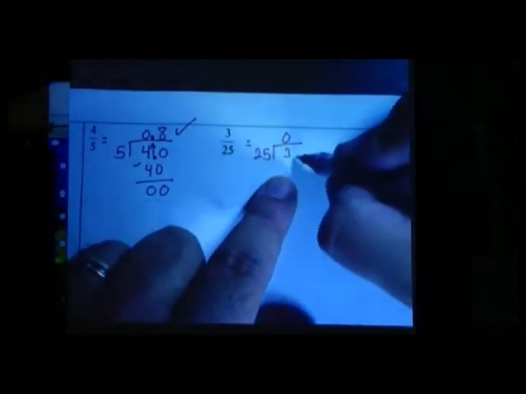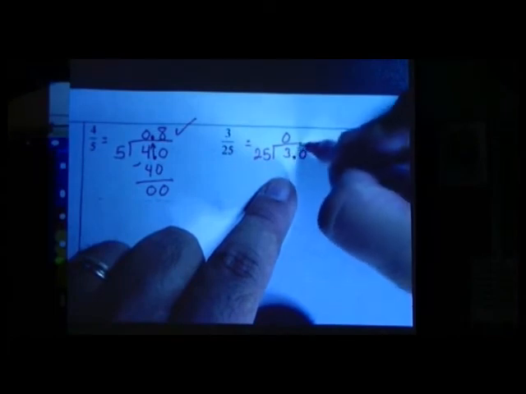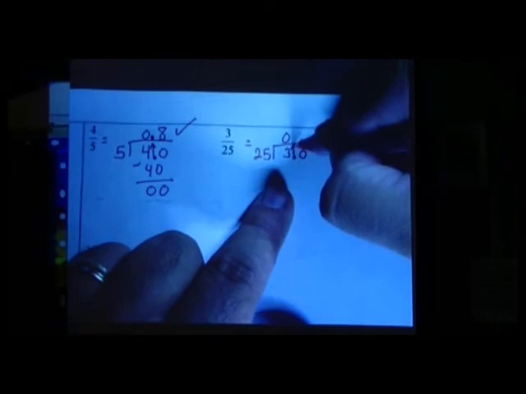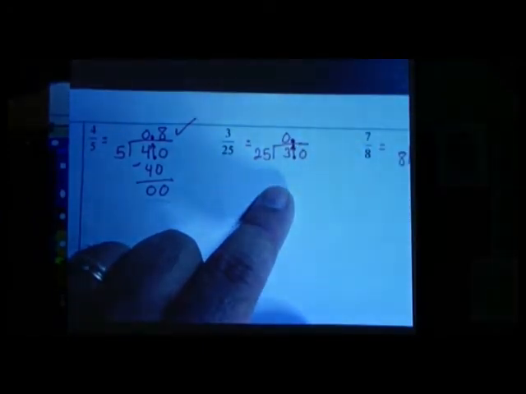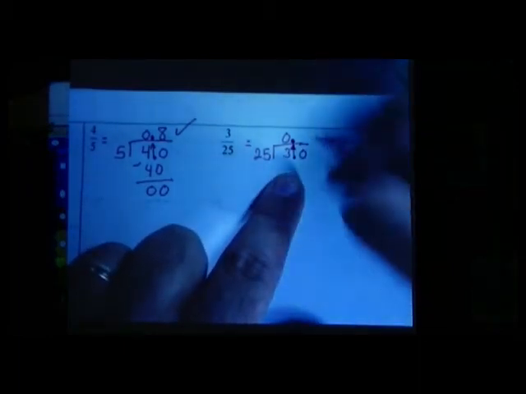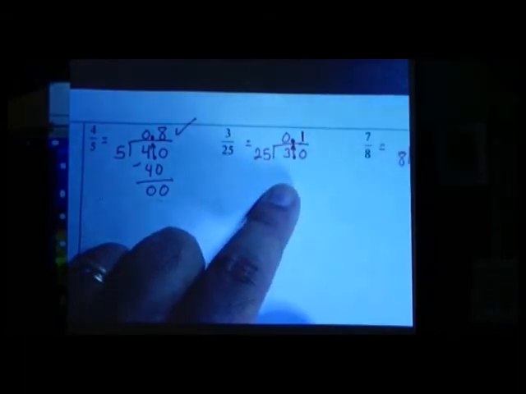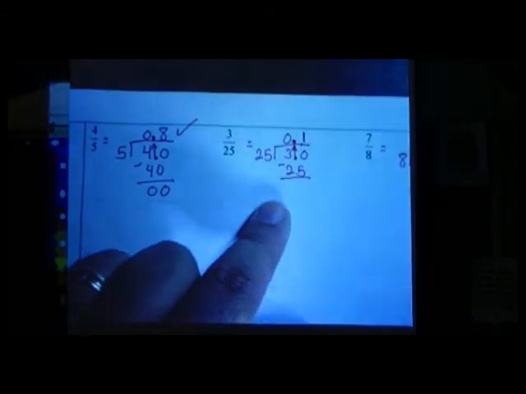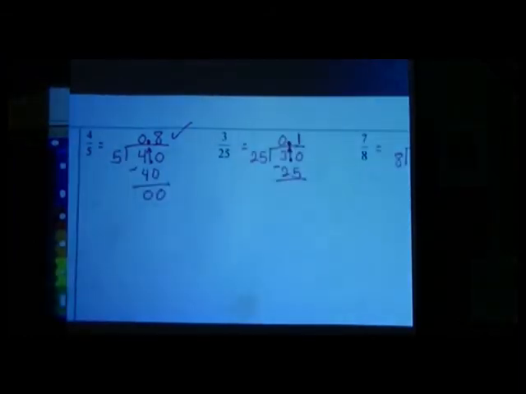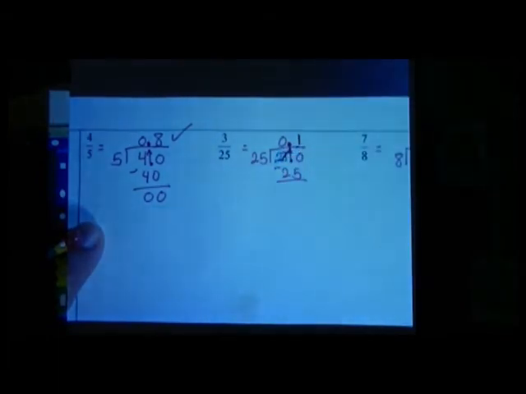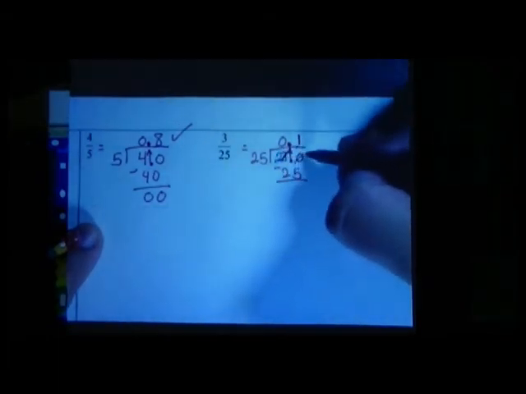So now I can add a decimal and a 0, and I can bring up that decimal straight up. Make sure you keep those numbers aligned and that decimal goes straight up. Okay, now you have a 30. Can 25 go into 30? Yes, one time. So I'm going to put a 1 on top of that 0 for 30, and then I'm going to put 25. And I can regroup, and if I regroup, then this 3 becomes a 2, and that 0 now becomes a 10.